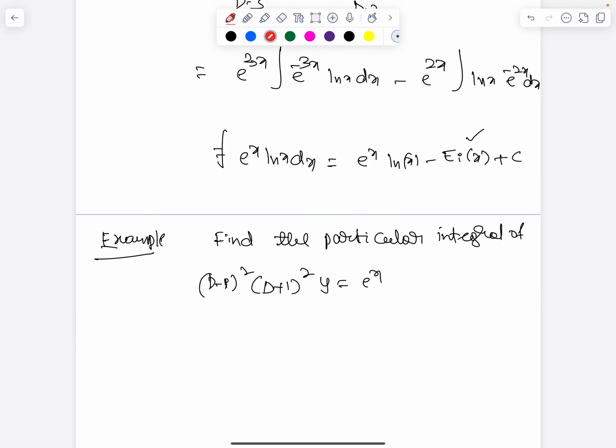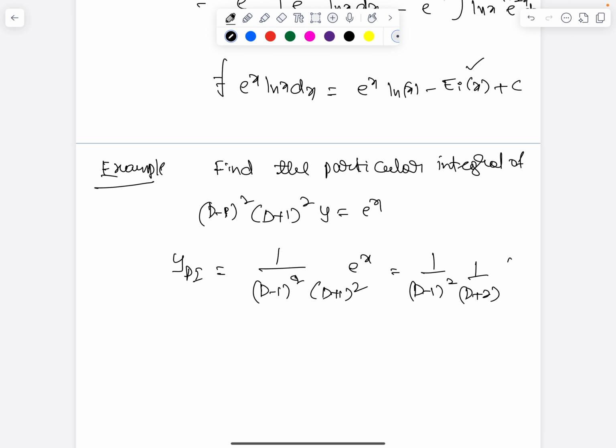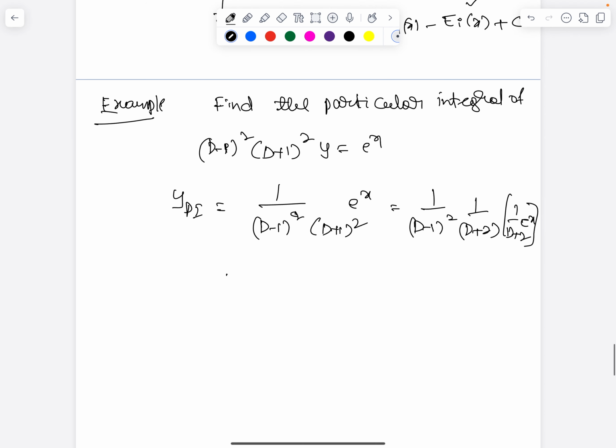For example, we are trying to solve this problem, where the main intention is to find y p i equal to d minus 1 whole square d plus 1 whole square e power x, and we don't want to apply the earlier discussed method, like in the previous example. Instead of solving this problem with repetition, we use the partial fractions.